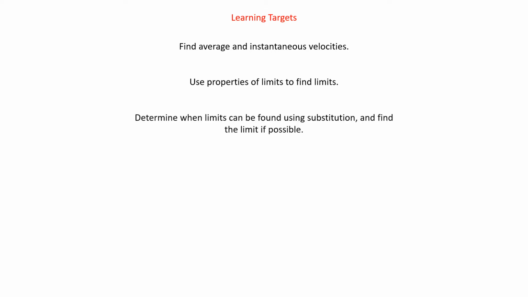So our learning targets for the day, we're going to find average and instantaneous velocities. We're going to use properties of limits to find limits. We're going to determine when limits can be found using substitution and then find the limit if possible. We're going to find limits using tables or graphs, and we'll find one-sided limits.